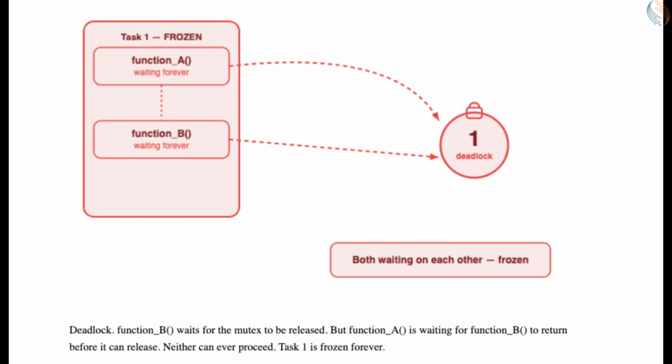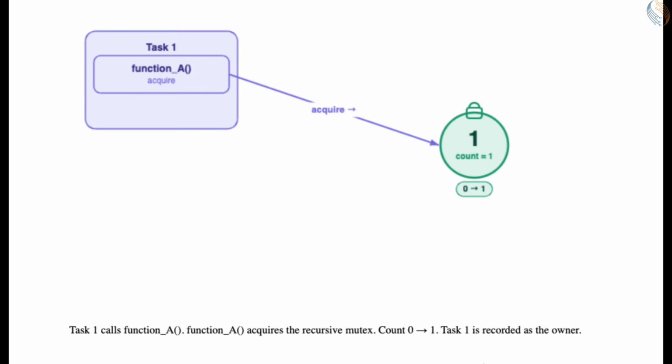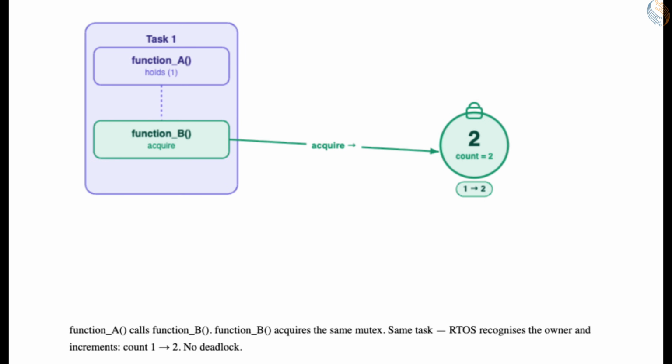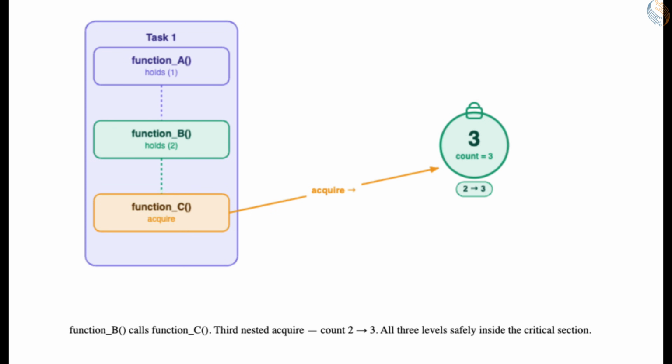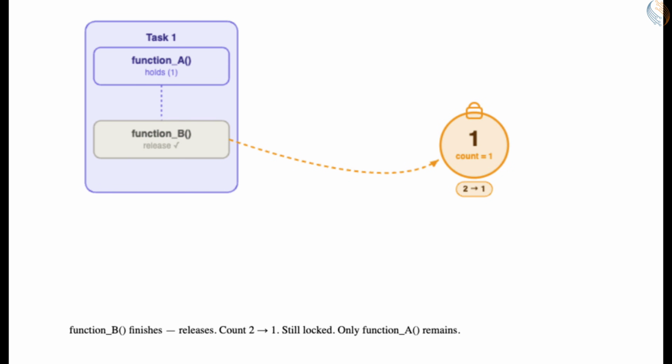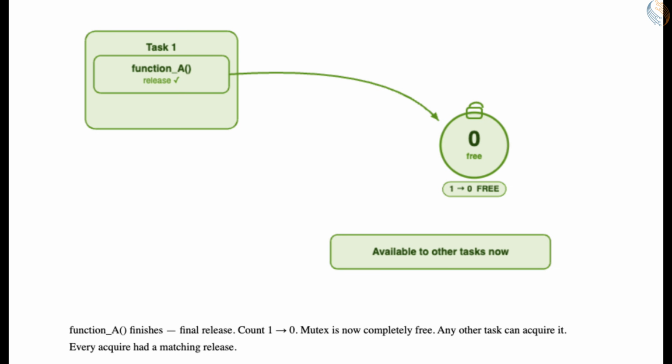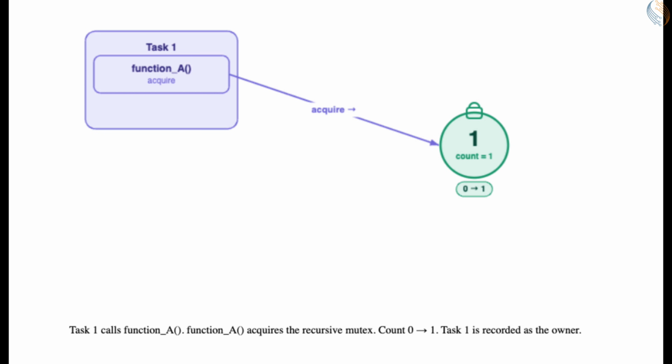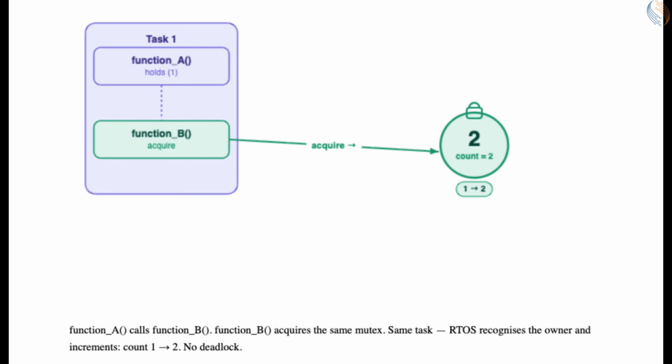This is where the recursive mutex comes in. A recursive mutex can be acquired multiple times by the same task without causing a deadlock. The key difference is that a recursive mutex keeps account of how many times it has been acquired by the owning task. Every time the same task acquires it, the count increases, and every time the task releases it, the count decreases. The mutex is only truly released and made available to other tasks when the count reaches 0.